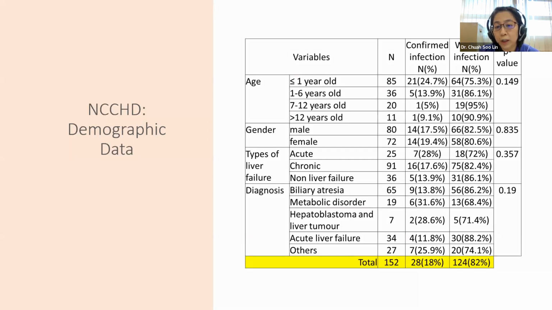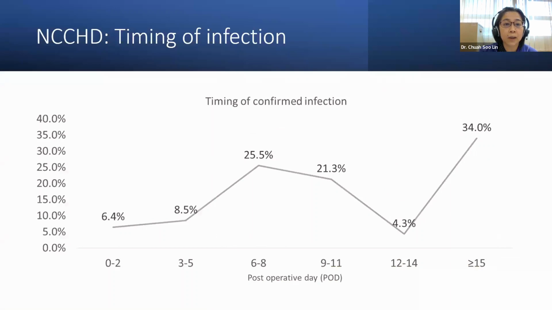And they do offer liver transplantations for metabolic disorder, hepatoblastoma, and some liver tumor, acute liver failure too. So you could see from here that the demographic data between those with confirmed infections and without infections has no difference between them statistically.